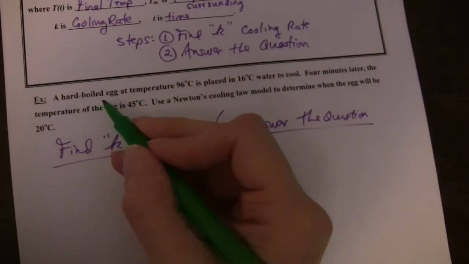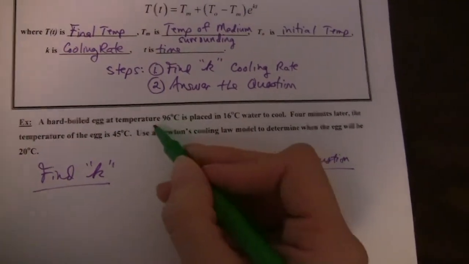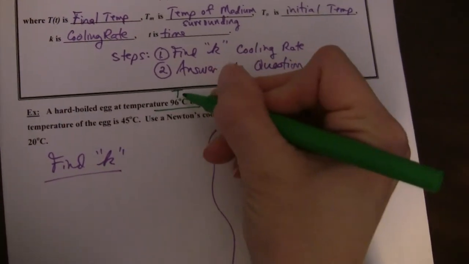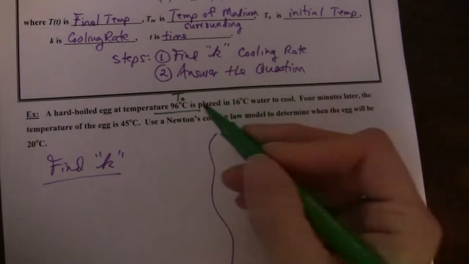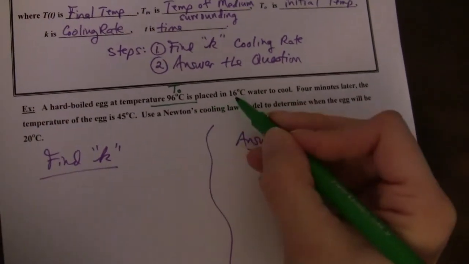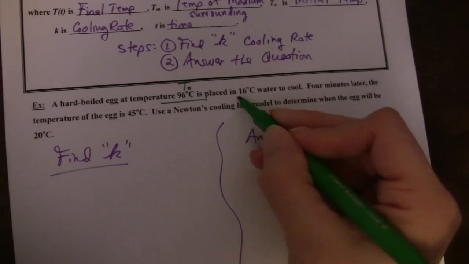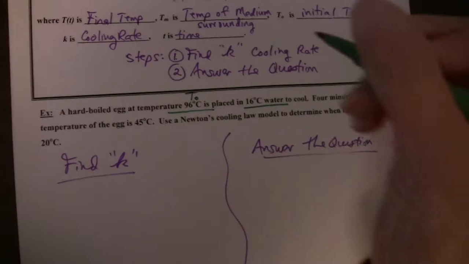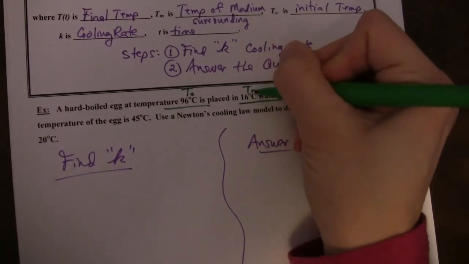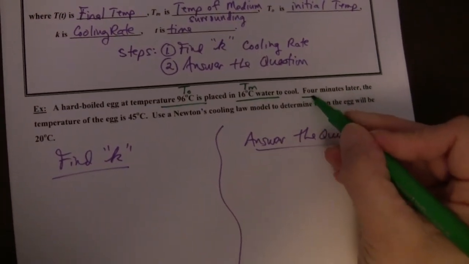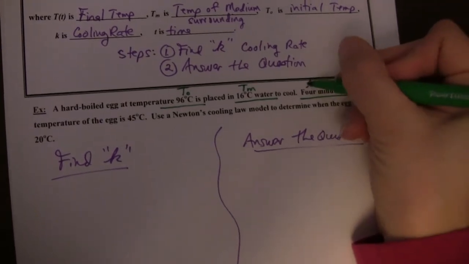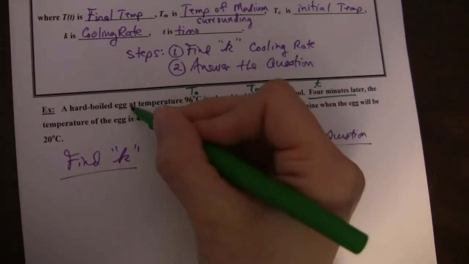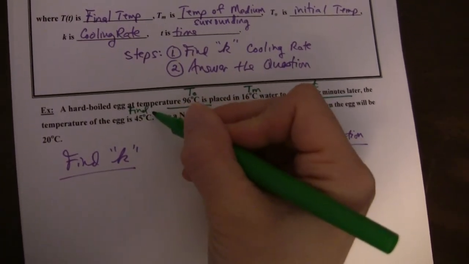A hard-boiled egg at temperature 96. That's how hot this egg is. That is the T initial. Okay, that's how hot the egg was. And it's placed in some nice cool water, 16 degrees Celsius water. So what kind of temperature is that? Yeah, that's the surrounding. That's the medium. 4 minutes later, that's going to be our little t time. The temperature of the egg is 45 degrees. Okay, so that's the final.